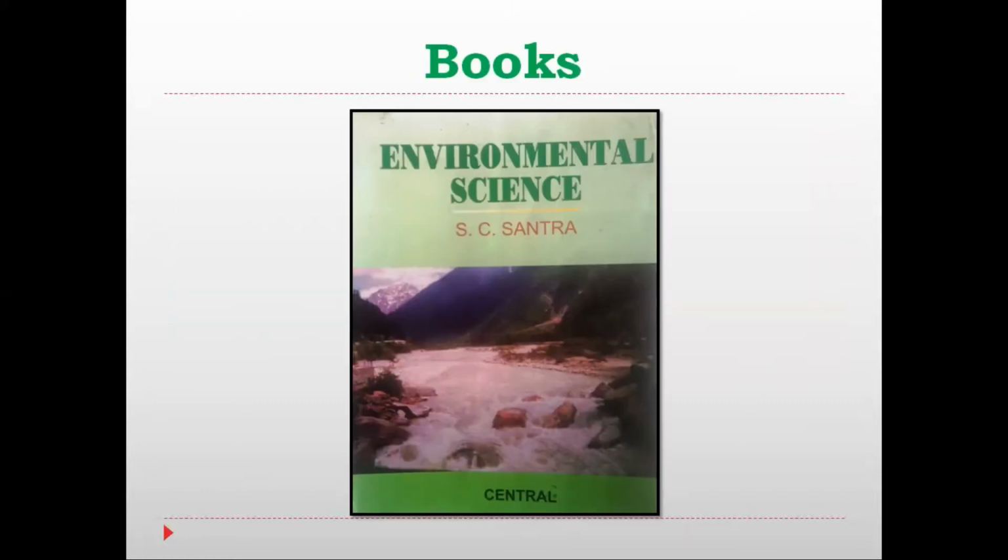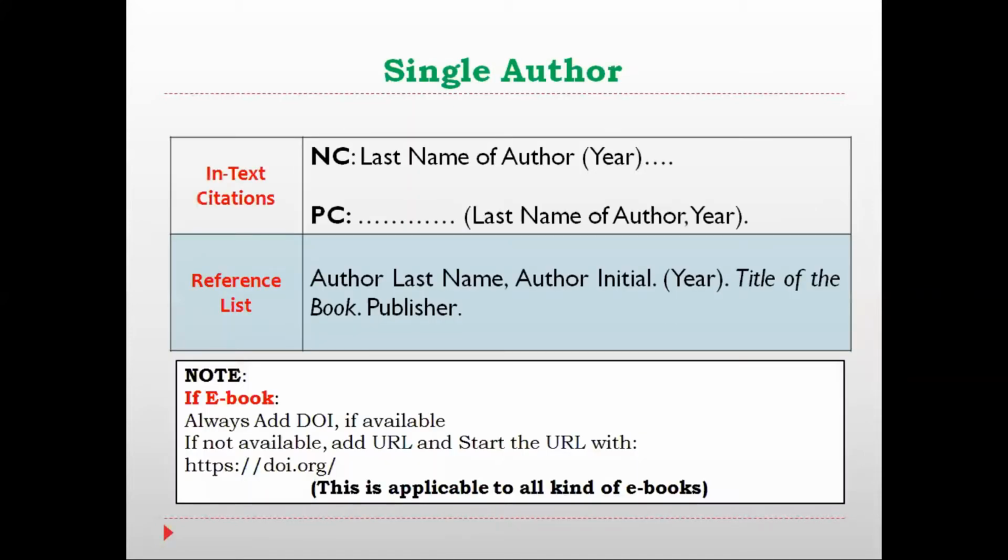If you cite your work from a book, and let's say that book is single author, written by one person, this is how it will appear in your in-text citation, and this is how it will appear in your reference list. Let's say that book is written by author number one, Tom Cruise. In the in-text citation, we write Cruise and the year within parentheses, and then the sentence will follow in case of a narrative citation.